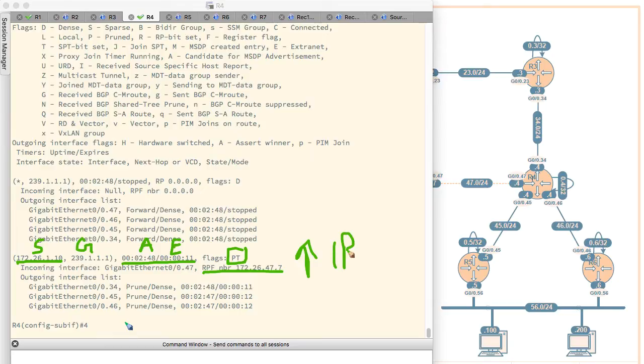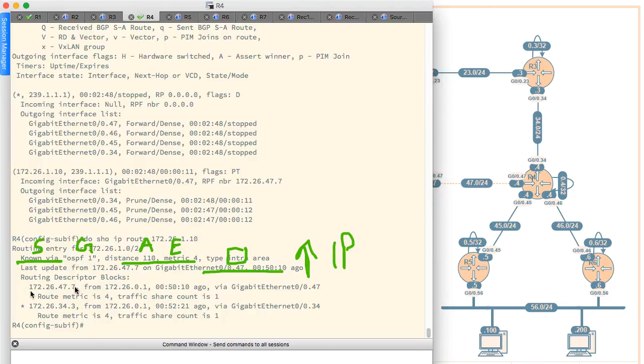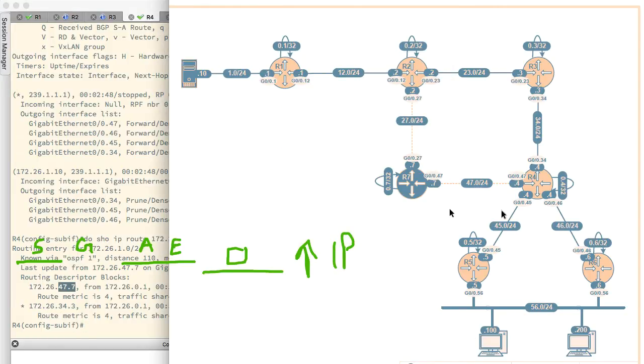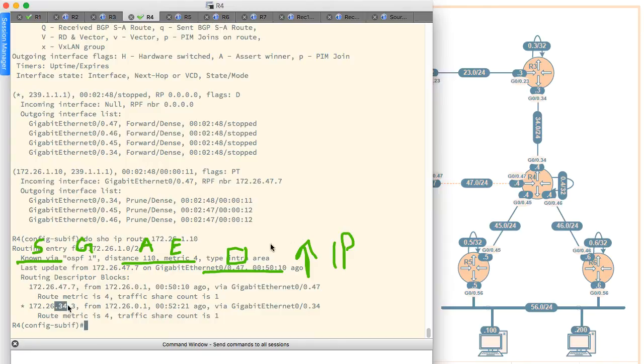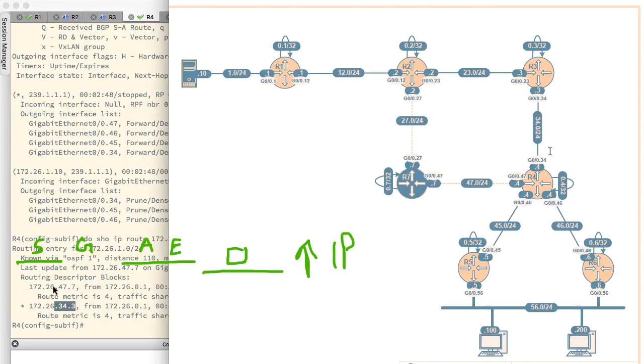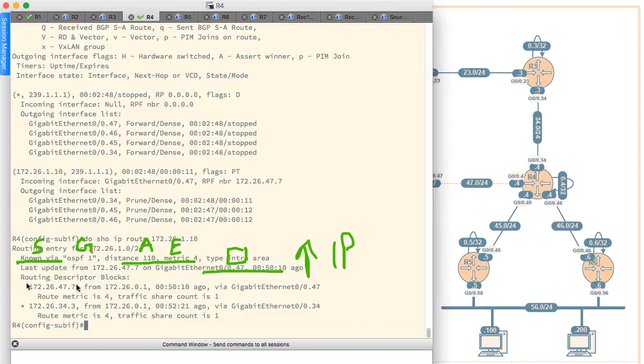So if I look here, if I do show IP route, so just show IP route 172.26.1.10, I have 2 ways to get there. So I have 47.7, that's the neighbor to my left, which is R7, and 34.3, which is the neighbor above me, so R3. Now, out of these, it's very easy to say 47.7 is a greater number than 34.3. So that is being used as the RPF neighbor.